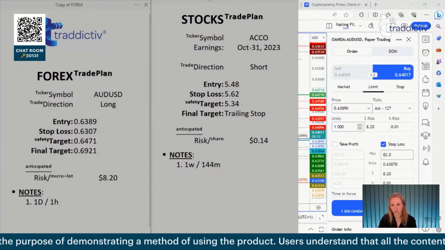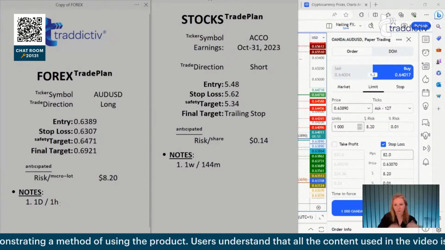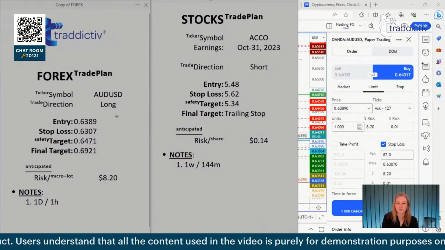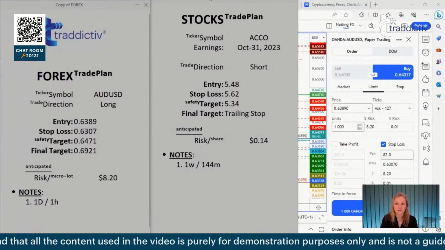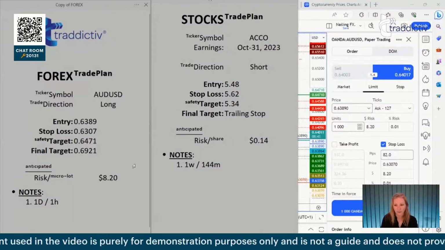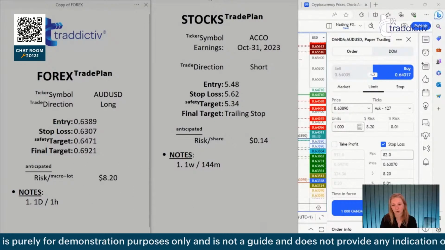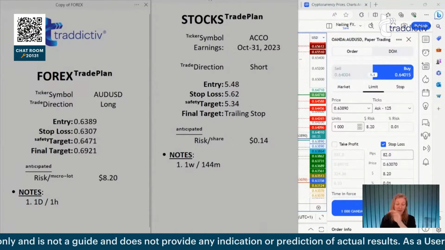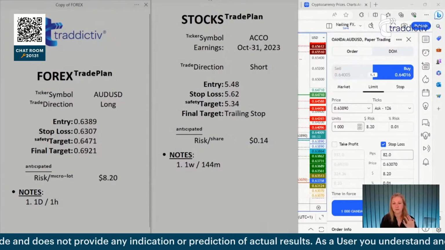We used slightly different timeframes. So over a shorter amount of time, this trade should happen. It's the Aussie dollar versus the US dollar going long in this instance. We know our entry, stop, and targets, and our risk per micro lot. So we have placed trades on different markets in different timeframes.